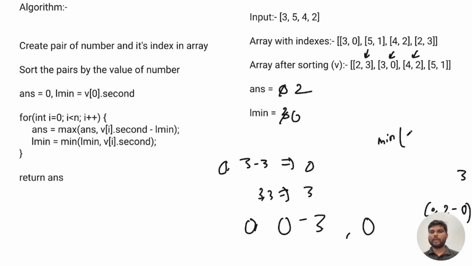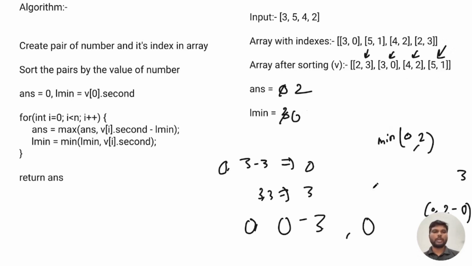lmin. The current value of lmin is 0. Okay, and vi dot second is 2. So we need to set the minimum of 0 or 2, which is 0, right? So lmin will have the same value again. Now we are considering the next element, the last element, which is 5 1.